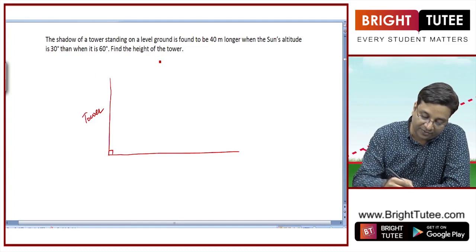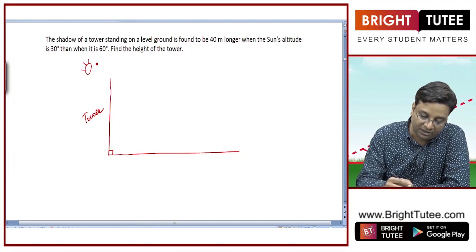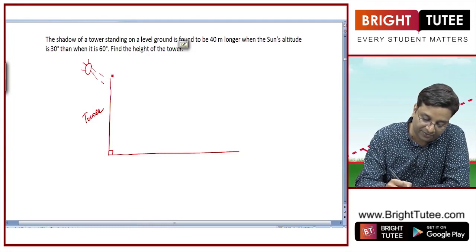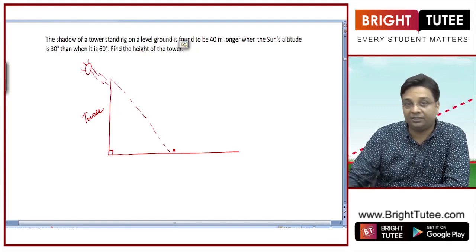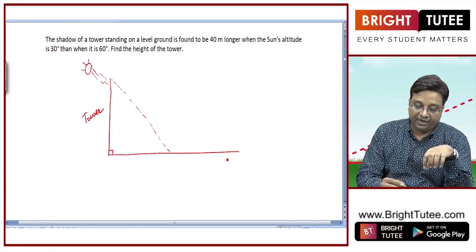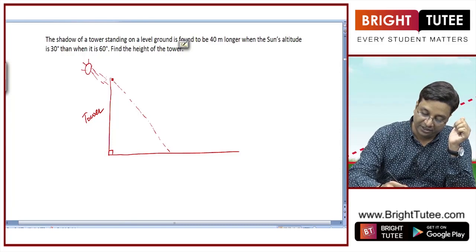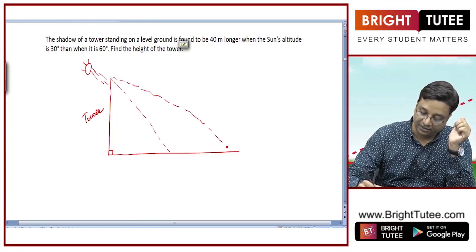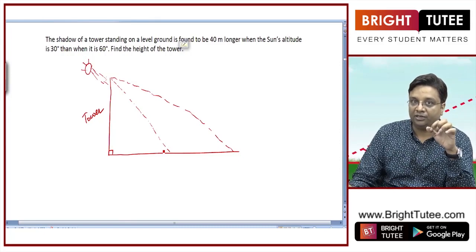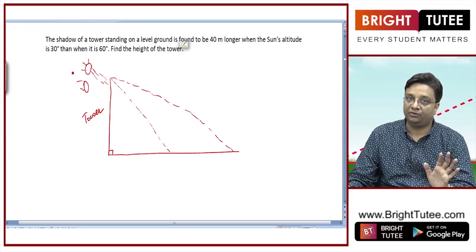Sun's altitude means, let us say the sun is here. Okay, sun is on this side of the tower. So when the sun rays will come here, this tower will make a shadow, right? This shadow of this tower will fall here on the ground, right? And when the elevation of the sun is changed, right, the angle here will change. So the length of the shadow will also change. If the sun moves like here, the length of the shadow will change.